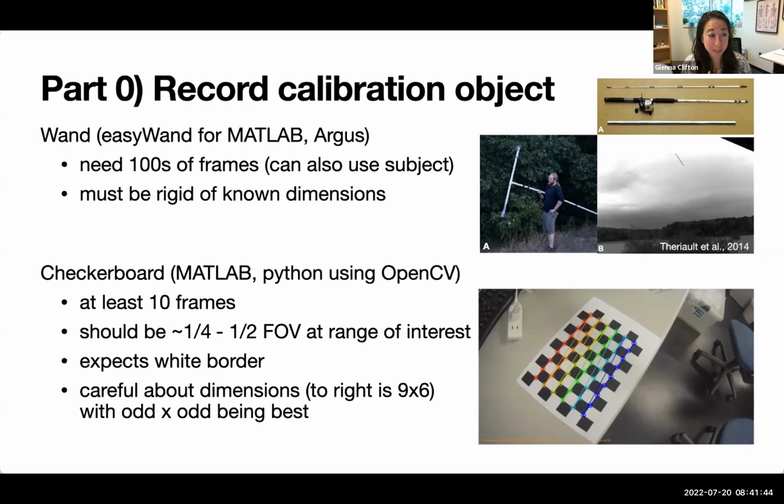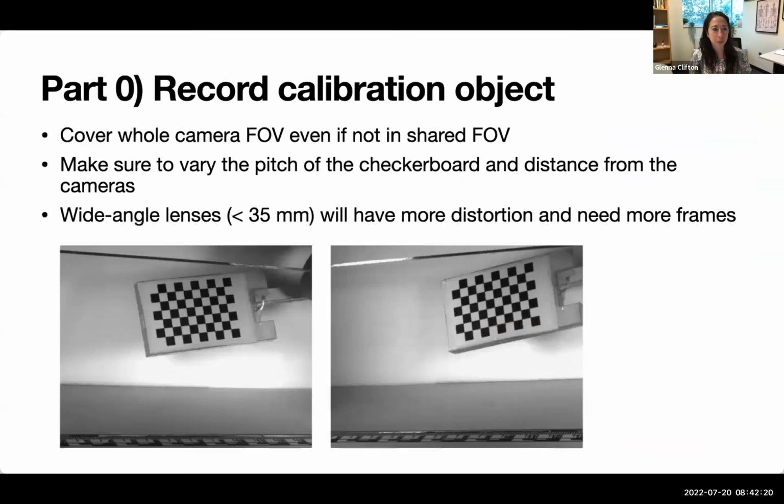You need at least 10 frames. Generally, you want to aim for your checkerboard to be around 1/4 to around 1/2 of the size of your field of view at the range of interest. It does expect to see a white border around that checkerboard, so you can't crop it in just right to where the checkerboard is. And you need to be careful about what dimensions you have. So for example, the one shown in this image is a 9x6. Generally, it's better to have an odd by odd because then you have distinguishable corners. And there are available pre-designs of these online that you can find. There's a link in the code that we'll look at later as well.